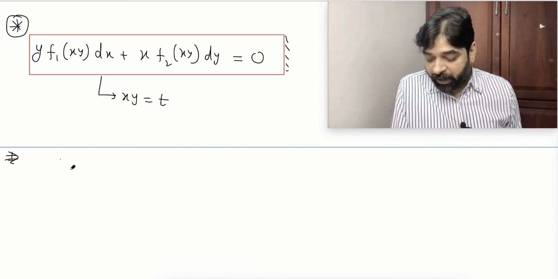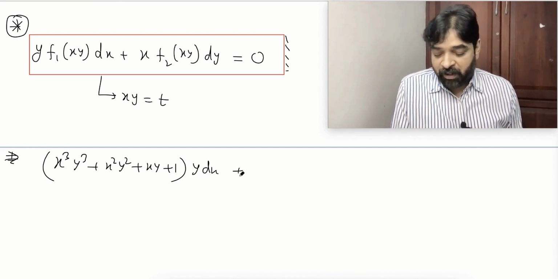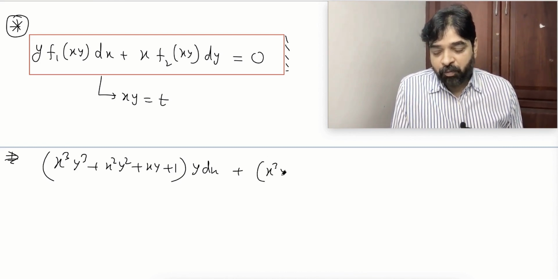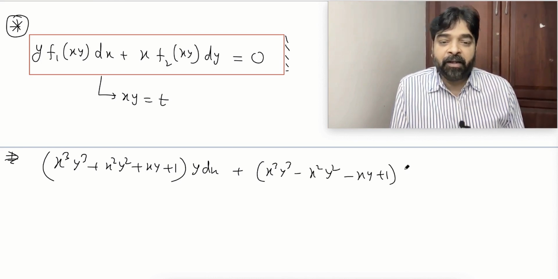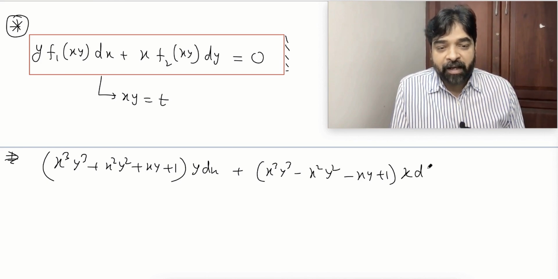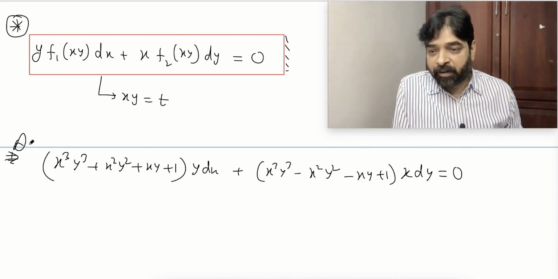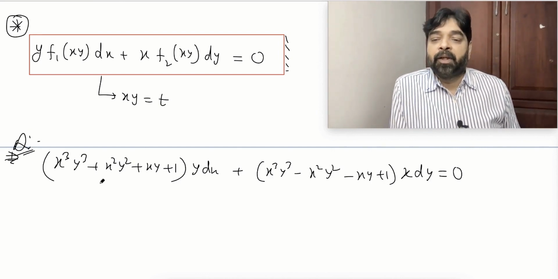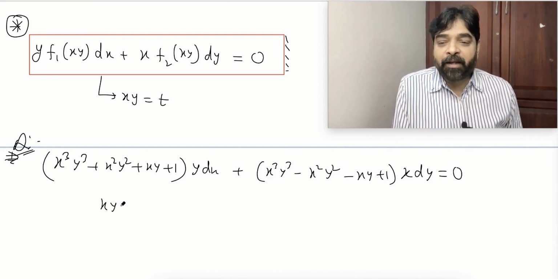So, for example, write a question. (x cube y cube plus x square y square plus xy plus 1) into y dx plus (x cube y cube minus x square y square minus xy plus 1) into x dy equal to 0. Suppose this is the question. So you can see that exactly that form is matching. So what we can put? xy equal to t.